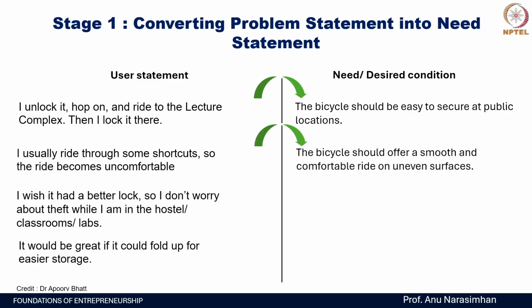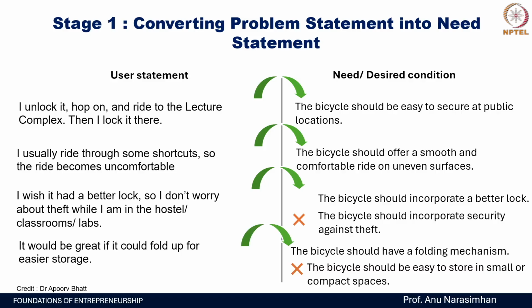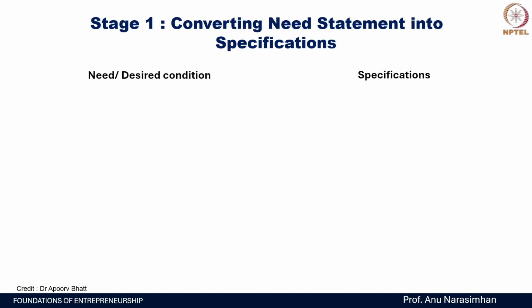The second one, it should offer a smooth and comfortable ride even on uneven surfaces. It should incorporate a better lock. It should incorporate security against theft. It should have a folding mechanism. The bicycle should be easy to store in small or compact spaces. And here is where we convert this into specs.